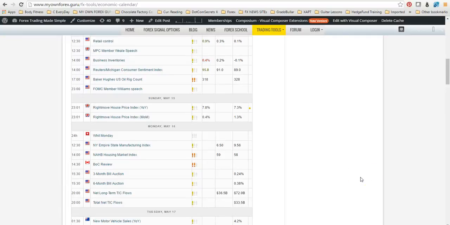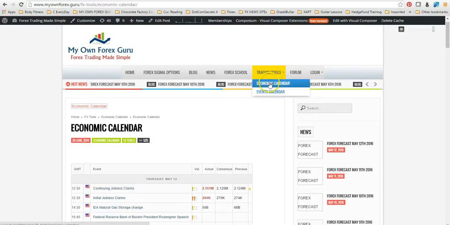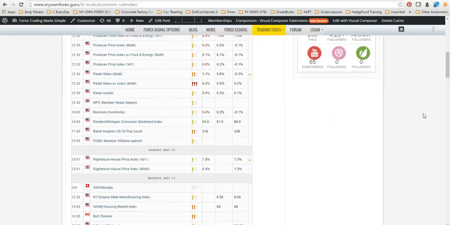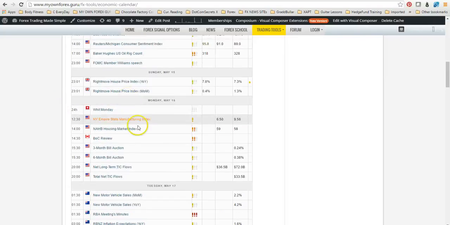We're going to do our morning forecast. We're about 26 minutes before most traders come online, the big institutional traders. So we're taking a look at our economic calendar. We're going to my own Forex Guru and we clicked on Trading Tools, Economic Calendar, and this calendar is in GMT time.